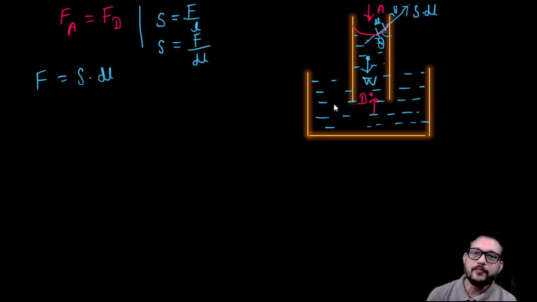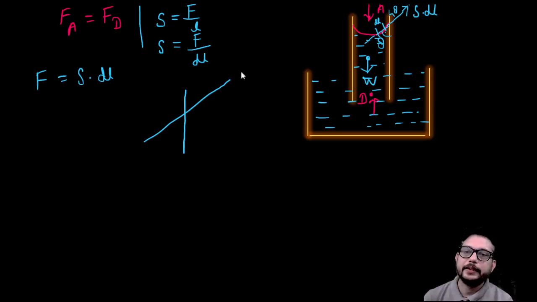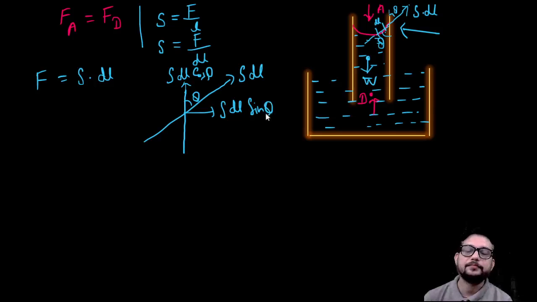Now because this is at angle theta, it has two components. So we have to draw another diagram for you. As you can see, this is your S dl and this is your angle theta. Force is a vector quantity, so it has two components: one will be S dl cos theta and the other one is S dl sin theta.